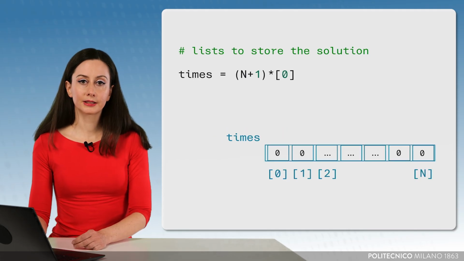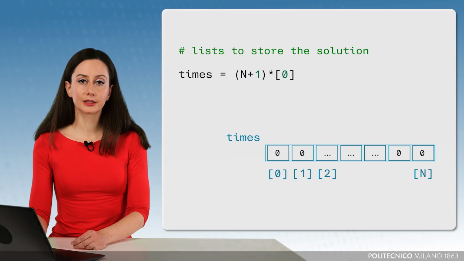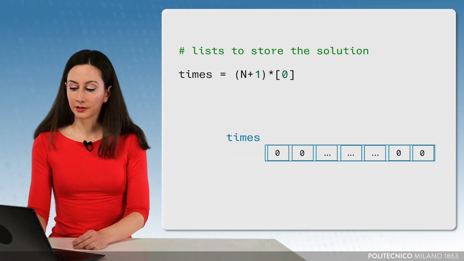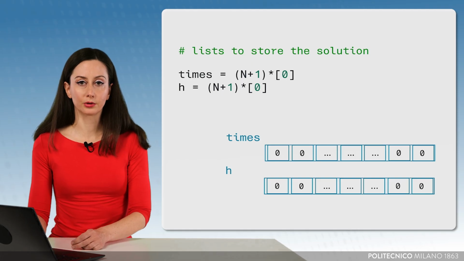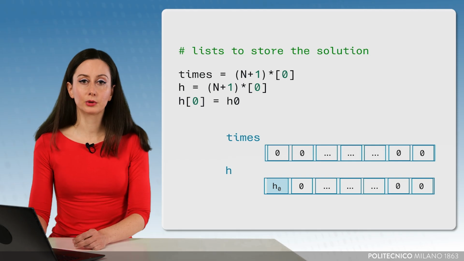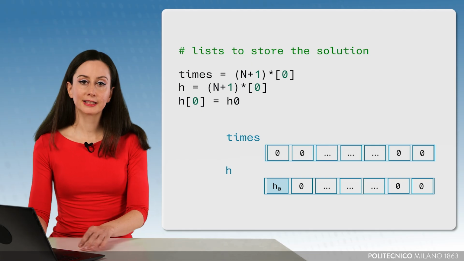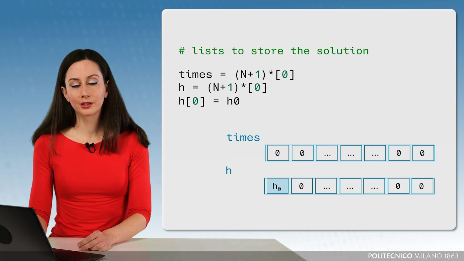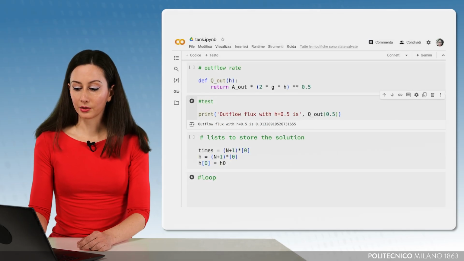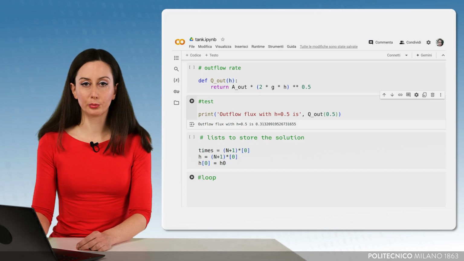So we need to create lists of N+1 elements. And this syntax is one of the ways to create a list of 0s, for instance, to store simulation times. And then we can do the same to create a list to store h. And there, we can fill the first element with the initial water level h0. And what about all the other values? We have a recipe to find h1 given h0, h2 given h1, and so on. So to compute h at all the other times, we need to learn how to write a loop.